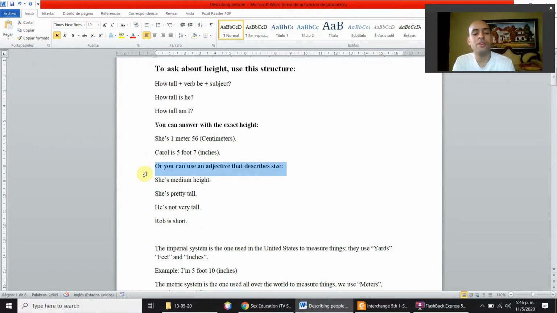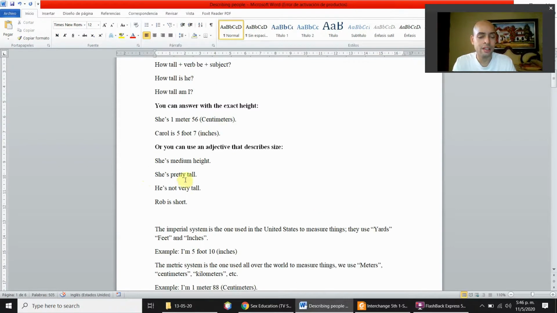Another way to respond to those questions is she is medium height, meaning that she's not very tall or she's not very short. In between, more or less, medium. She's pretty tall. You're saying that the person is pretty tall, very tall. He's not very tall, you're kind of saying that the person is somewhat short or might be medium. Rob is short. You're saying that the person is short in size, very small.